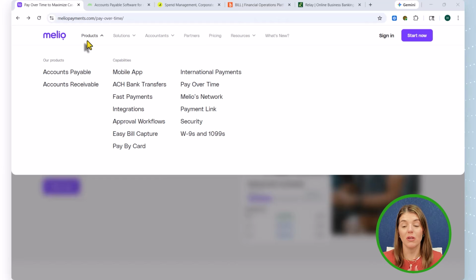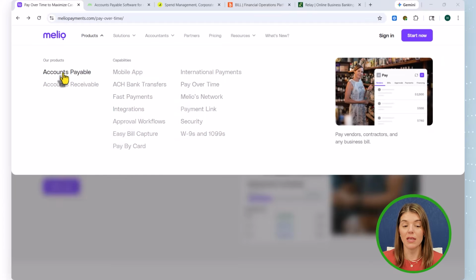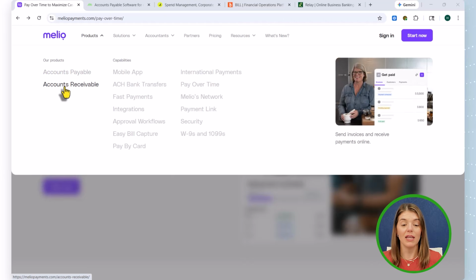So QuickBooks and Melio do still have a very good integration. It is a two-way sync between the two systems. And so any bill that you might upload into QuickBooks, you can see directly in Melio. So there are 2 main things that they do: accounts payable, meaning paying the bills that your vendors give you, paying them out, and then accounts receivable, allowing you different ways for your customers to pay you.